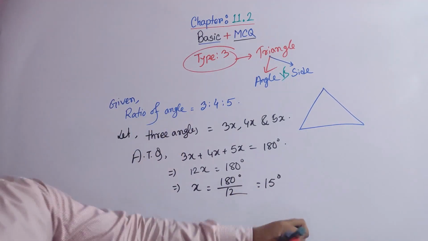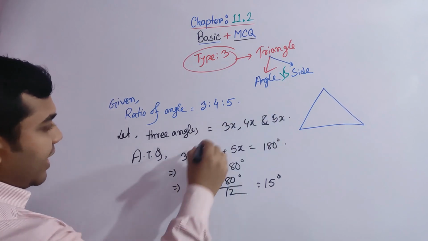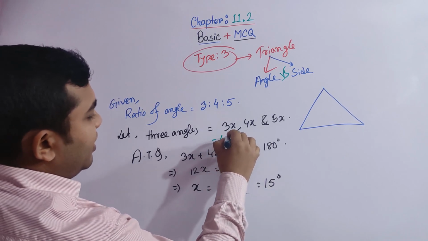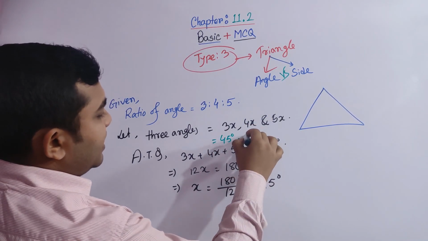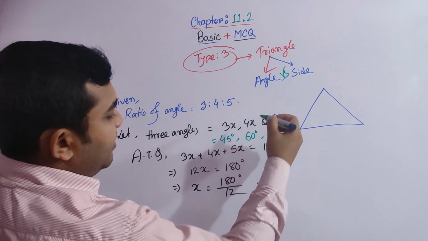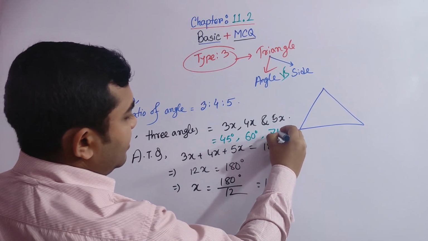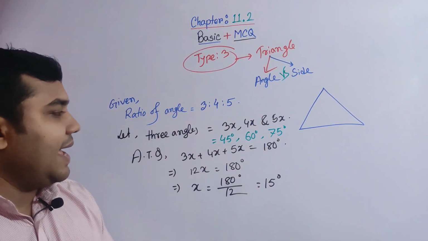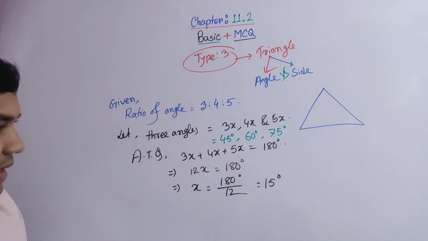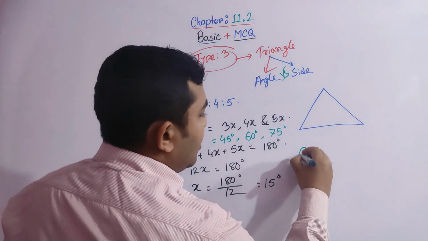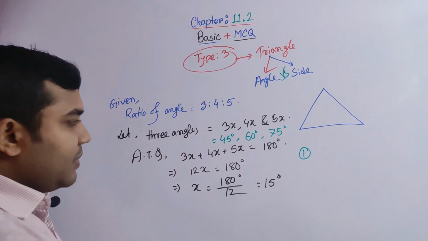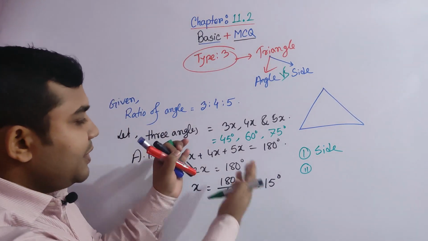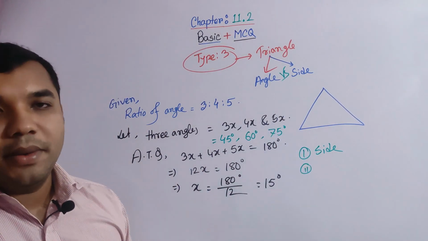So if x is 15, what will the angles be? Our angles are 3 into 15, that will be 45 degrees, 4 into 15, that will be 60 degrees, and 5 into 15, that will be 75 degrees. So if we know the angles, then three questions can come. First question is, which side is bigger? What is the relation? Second is, what's the difference between the minimum and maximum angle?